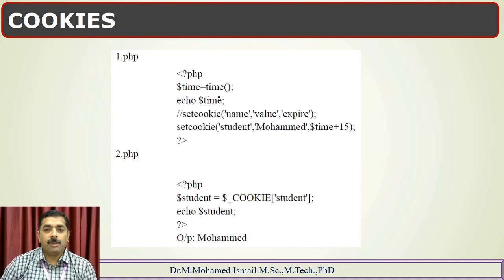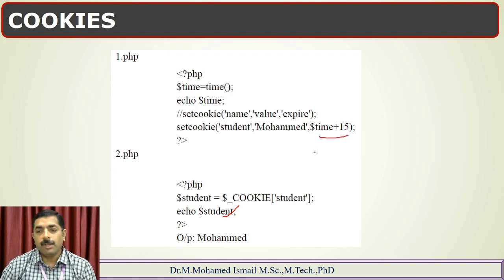So in the PHP example, I have taken two PHP programs. I am setting the cookie and printing student, my name Mohammed, and it should expire within 15 seconds. The second time I am just printing the student, and it will print for 15 seconds. After that it will expire and will not display. Like that we can set it for 24 hours, 1 year, 2 years, like that we can keep.